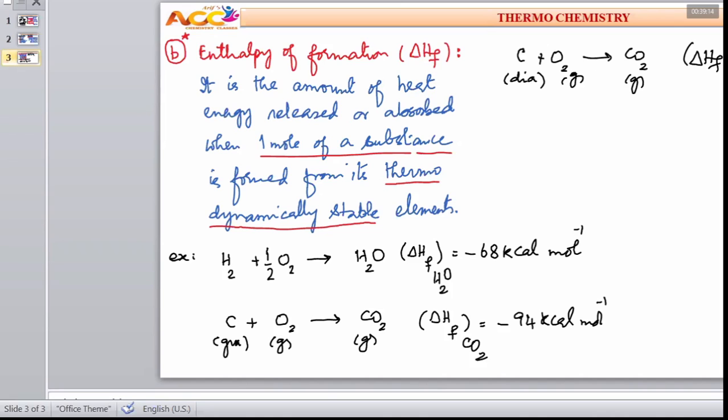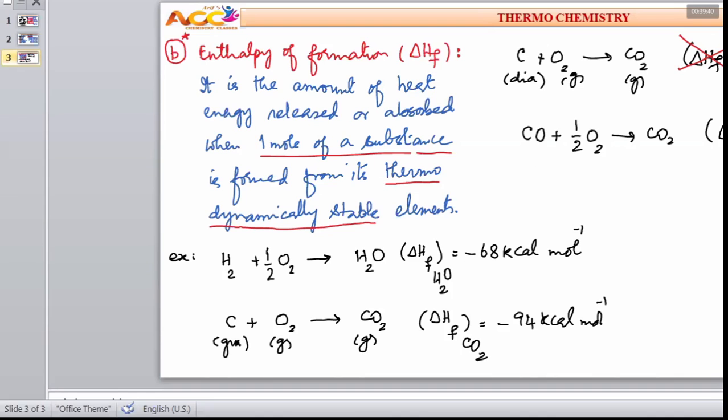Enthalpy of formation of carbon dioxide? No, you should not say that. It may be something else, but this is not enthalpy of formation of carbon dioxide. Is it clear? Okay. Suppose, for example, someone gives you carbon monoxide plus half mole of oxygen to give you carbon dioxide. This is enthalpy of formation of carbon dioxide.